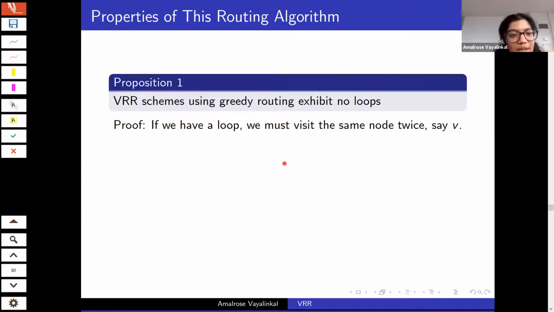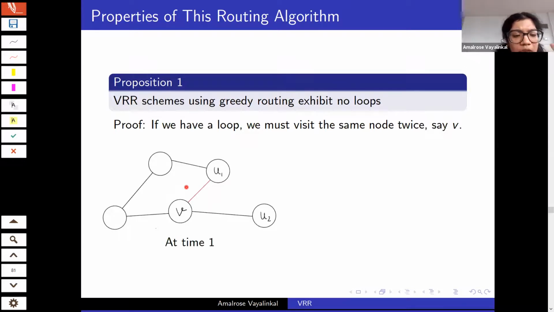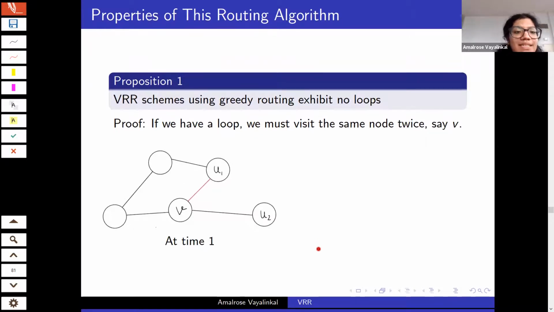And so proposition 1 says that virtual ring routing schemes using greedy routing exhibit no loops. So to think about this, well, if we have a loop, we must visit the same node twice, say V, right? Like if I'm going through a loop, there's this point here that I must visit twice. And it doesn't matter what the source or target was, maybe there are more edges here and the target's here somewhere, maybe the source is somewhere here. We don't know, but we're just looking at the portion that is the actual loop itself. Here's a small piece of the graph.